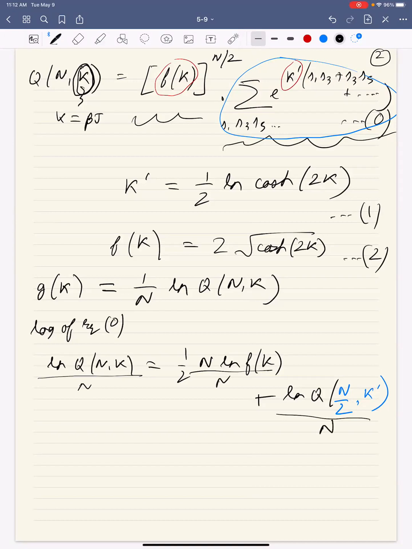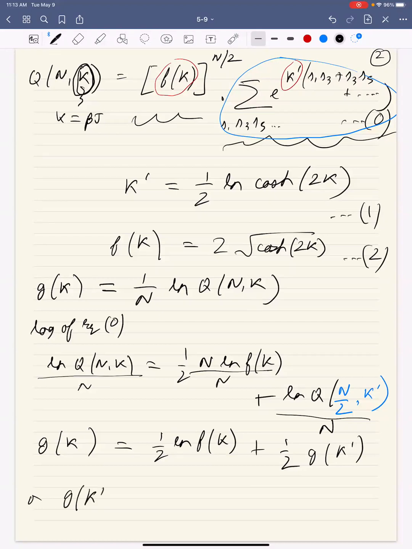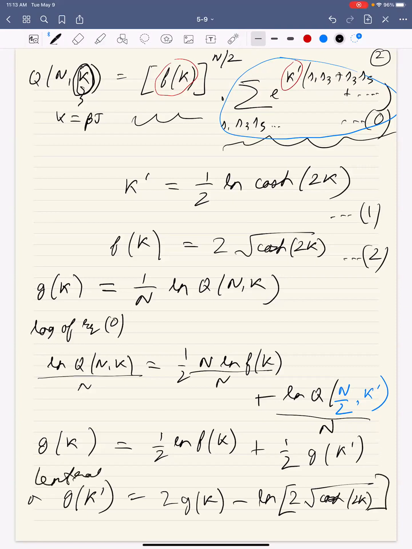The left-hand side will become G of K equal to half ln F of K plus half G of K prime, or G of K prime is equal to 2G of K minus ln of 2 square root of hyperbolic cos of 2K. And this is known as the central RG equation for an Ising model in 1D. Okay, so this is the central RG equation.